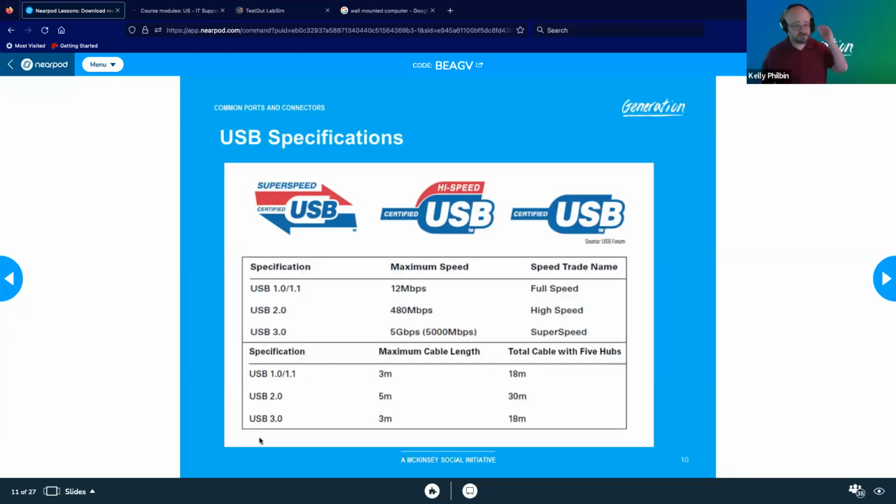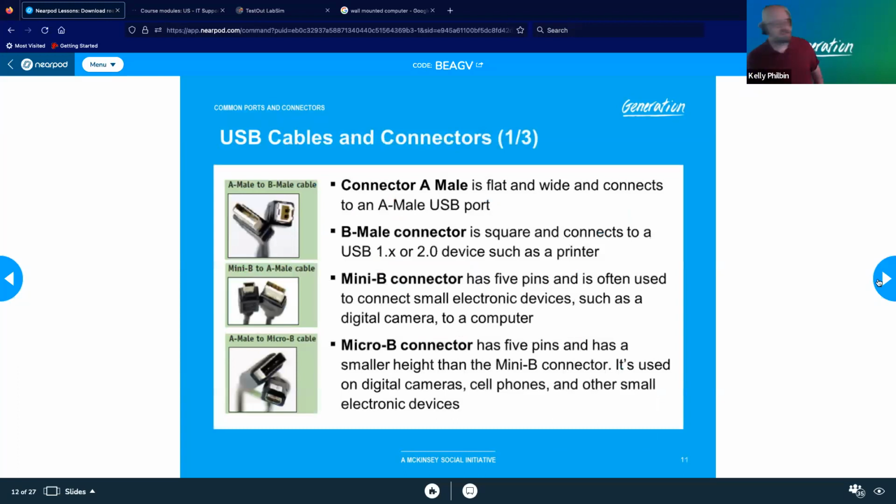So everything turns out just like either white or the color of the computer you have, which makes it a little harder to determine. But in general, 1 and 2 are black, 3 is blue. They also come in different shapes. So the one we are used to, the rectangular one, over here is a USB type A. So the long rectangular one, that is a type A connection.